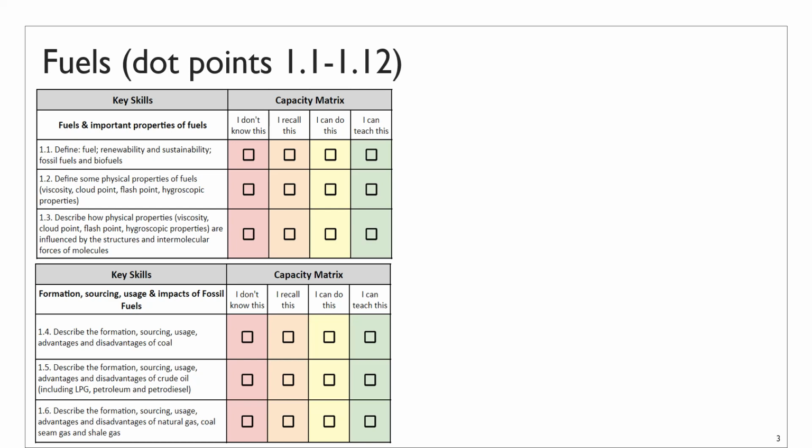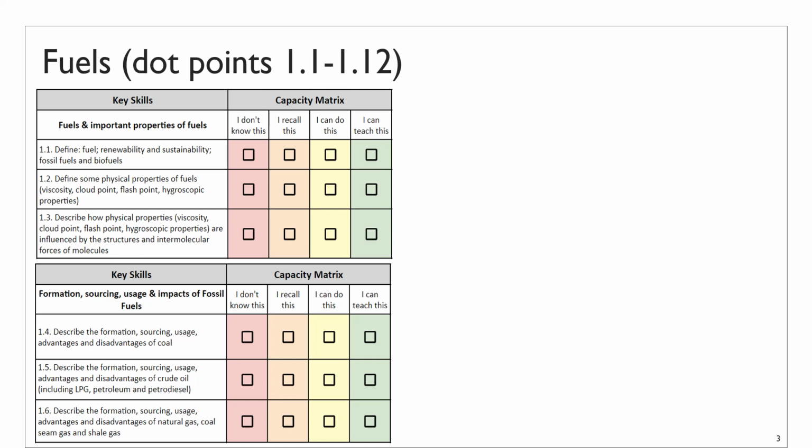And then you need to be able to describe the formation, sourcing, usage, and impacts of fossil fuels. Generally speaking, three types of fossil fuels. You have the solid version, which is coal, which we seldom talk about to be honest, but it's there, it can come up. Crude oil is the liquid version, and then you have a range of fuels that you can get from the fractional distillation of crude oil, and gas. Now it's methane, but it could be natural gas, shale gas, coal seam gas, and of course you have your LPG, which also comes from the gas component of crude oil.